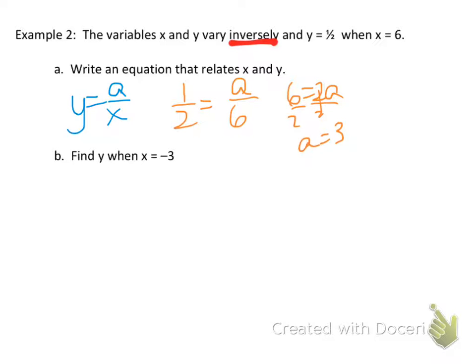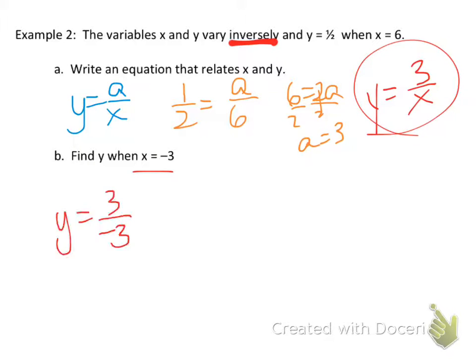So now we can actually write the relationship. We can write an equation that relates x and y. Y equals 3 over x. And now we need to find y when x equals negative 3. So we're just going to plug negative 3 in for x, and we can see that y equals negative 1.